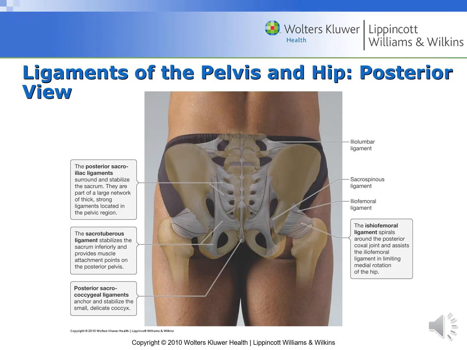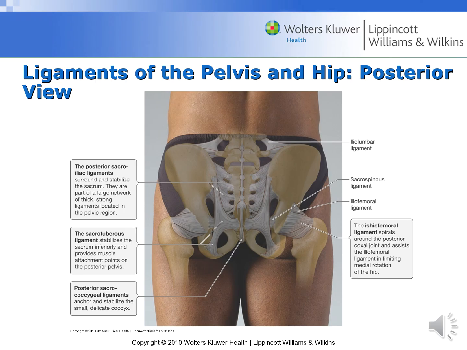And from a posterior view, beginning most superiorly from the left-hand side, the posterior sacroiliac ligaments surround and stabilize the sacrum. They are part of a large network of thick, strong ligaments located in the pelvic region. The sacrotuberous ligament stabilizes the sacrum inferiorly and provides muscle attachment points on the posterior pelvis. The posterior sacrococcygeal ligaments anchor and stabilize the small, delicate coccyx.